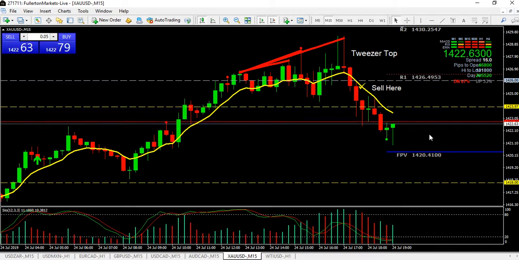I hope that helps you a little bit, points out what you can look for. If you're trading gold, it works on any currency pair. It doesn't matter what you're trading.